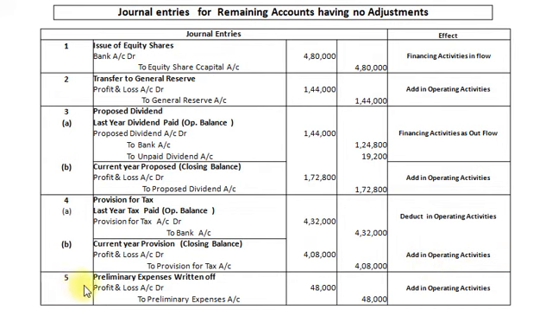Now next item is preliminary expenses written off. So our accounting entry will be profit and loss account debit to preliminary expenses account rupees 48,000 and effect it will be added back in profit in operating activities.